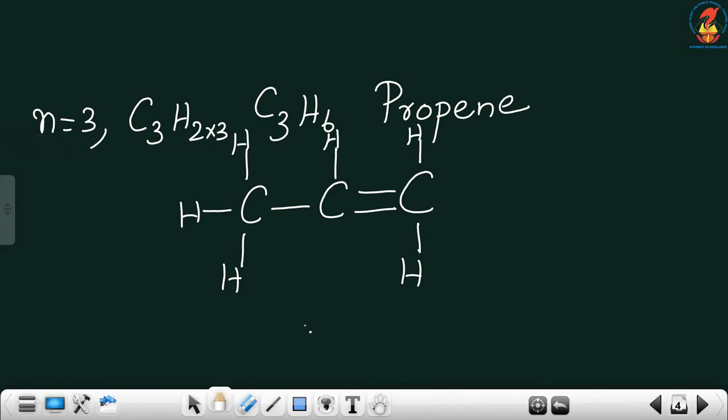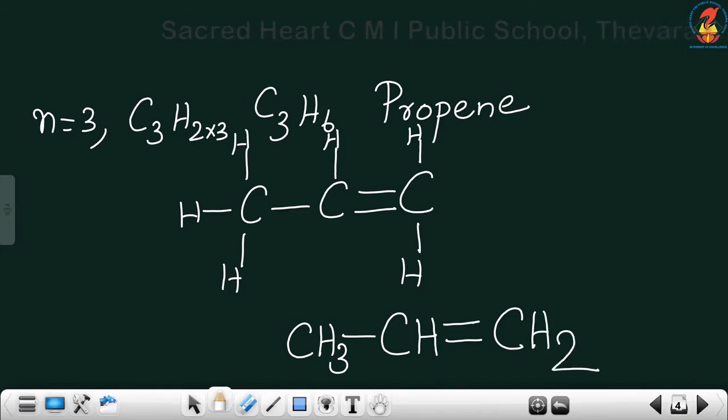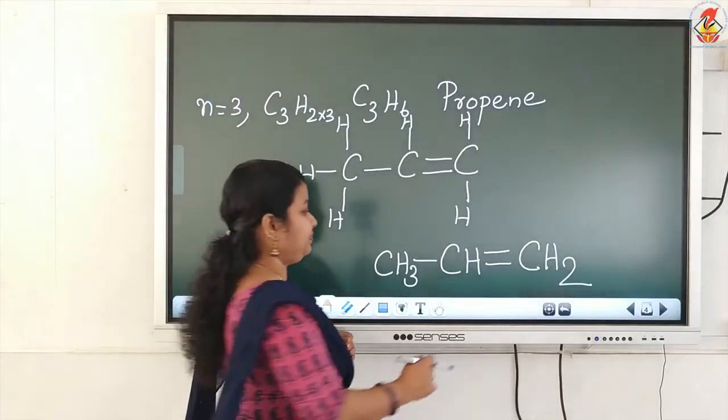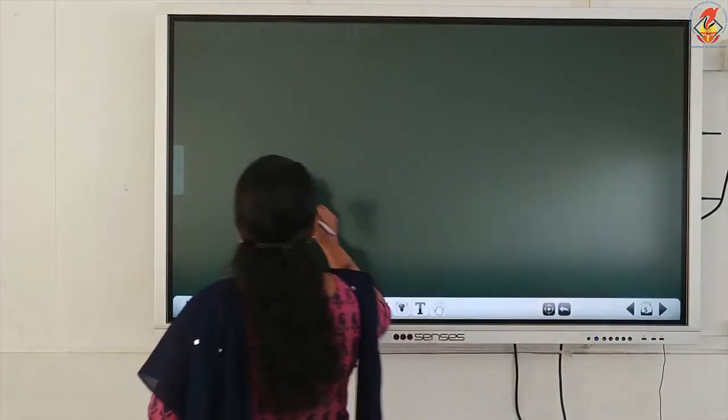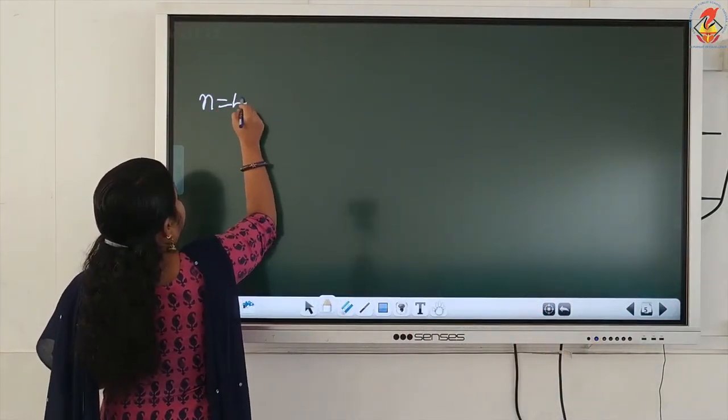Now, condense it and write first carbon C. Connected to that there are 3 hydrogen atoms. So, CH3, single bond C, only 1 hydrogen atom. So, CH. Next bond is a double bond, then CH2. Okay. So, C3H6. This is propene. Next, n equal to 4.